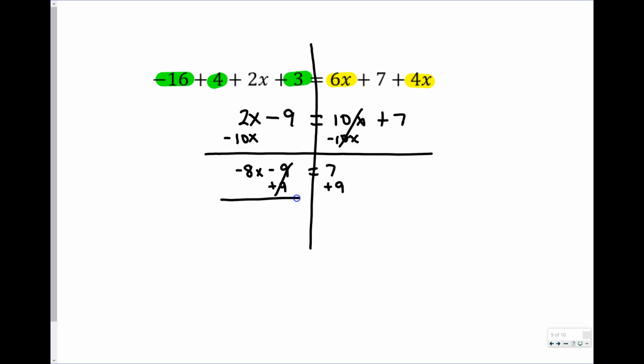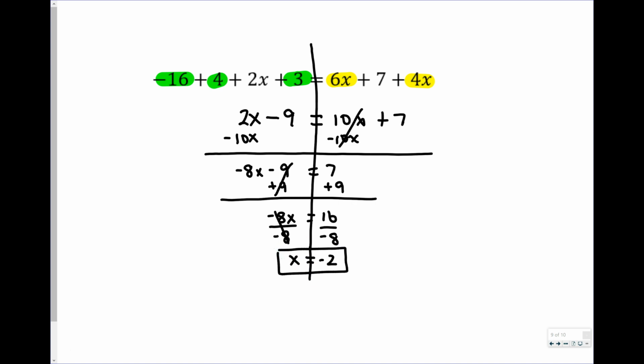Cancel that out. Bring down your negative 8x. 9 plus 7 is 16. Then finally divide by negative 8. And you get x equals negative 2. Okay?